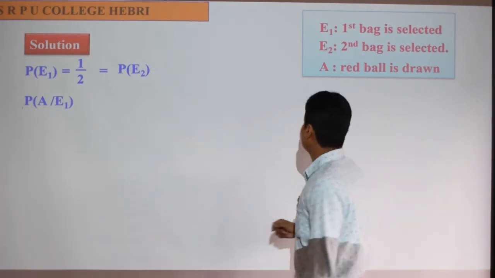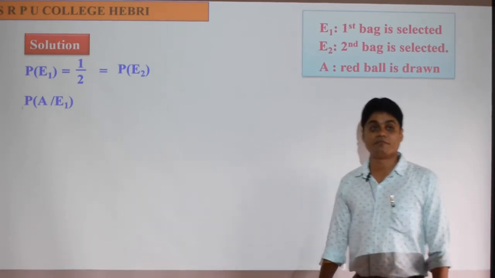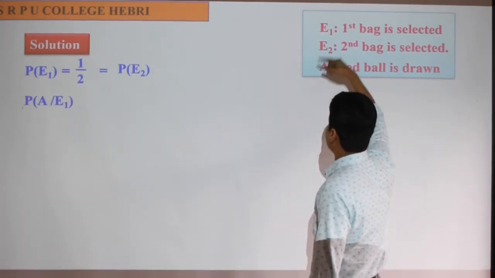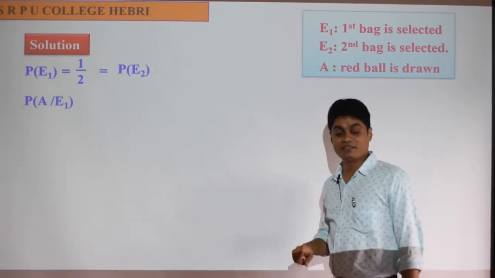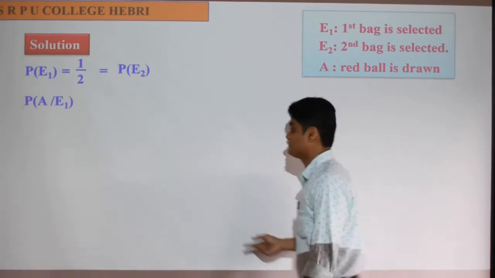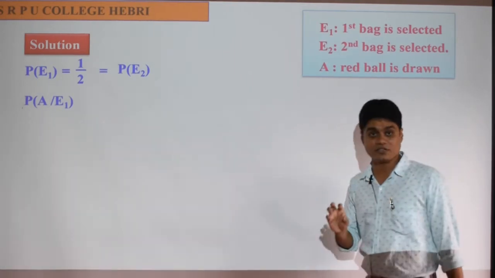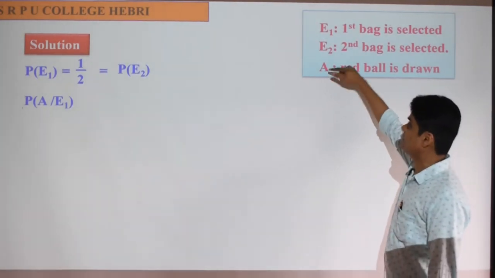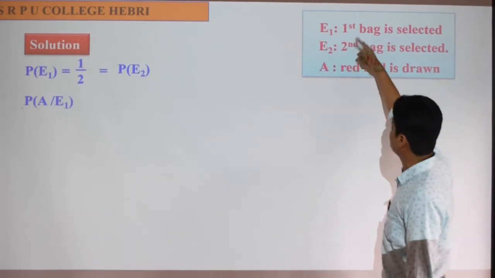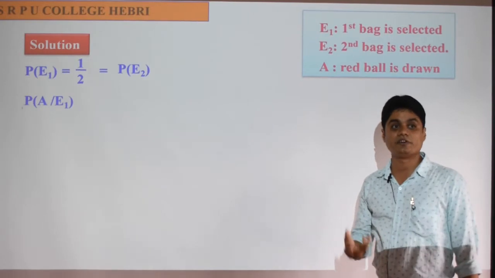Okay, now 2 more numbers we can find out. See, probability of A given E1 is required. Why? In Bayes theorem we need probability of A given E1 as well as probability of A given E2. So probability of A given E1. Try to understand this. What do you mean by probability of A given E1? We have to find out the probability of A under the condition that E1 has already happened.